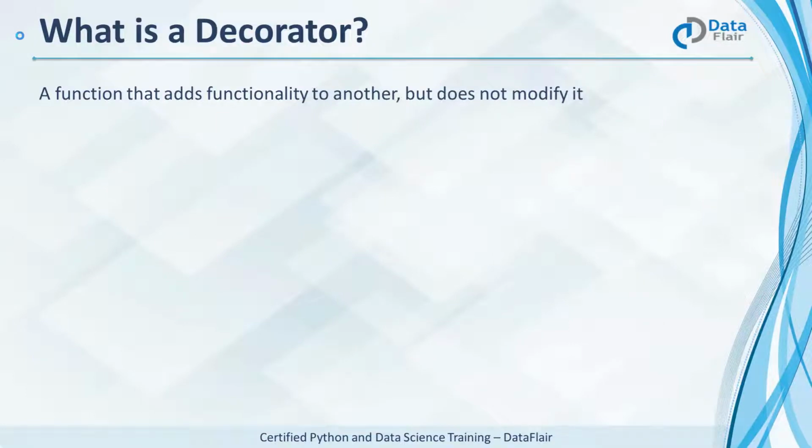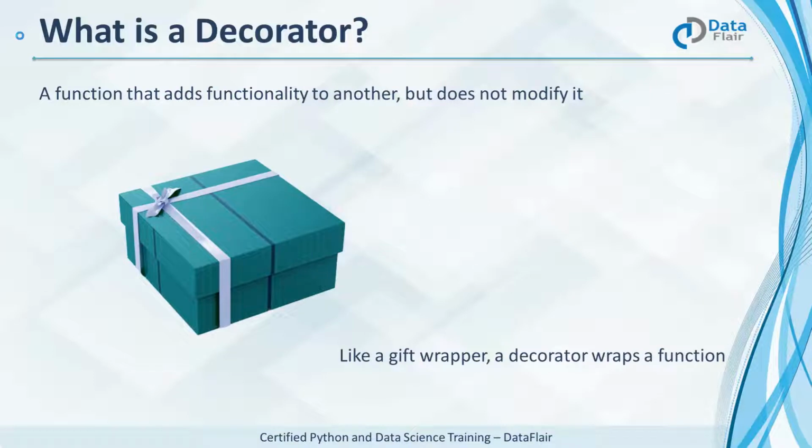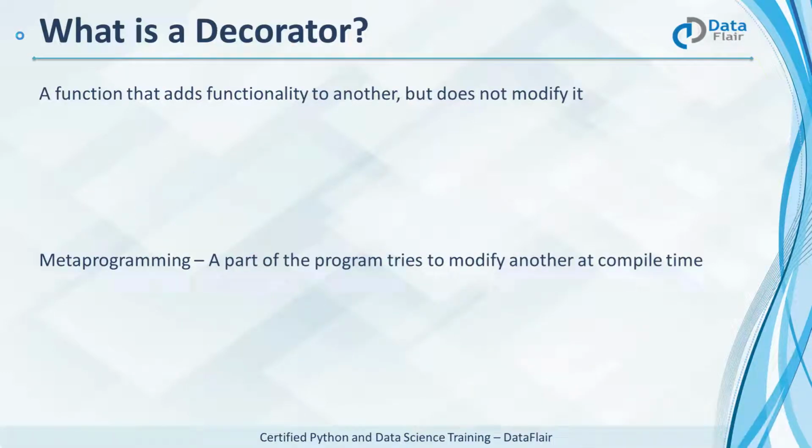A decorator is nothing but a function that adds some functionality to another function, but does not modify it. This is like a gift wrapper. A gift wrapper wraps a present in something, but does not modify the contents. This is something called metaprogramming. This is where one part of a program tries to modify another at compile time. So this is useful when you want to add functionality to a function but don't want to modify it.